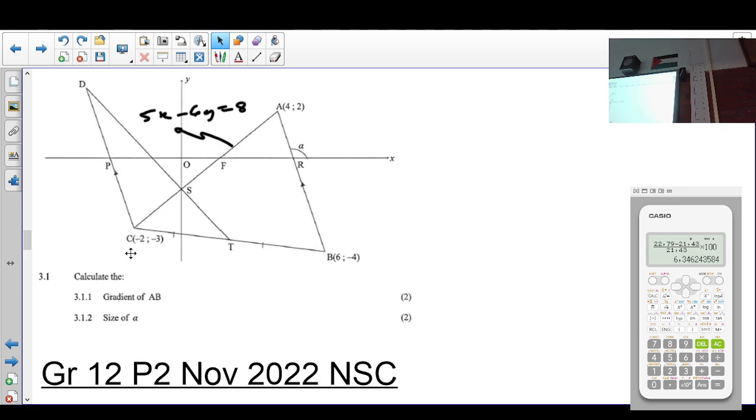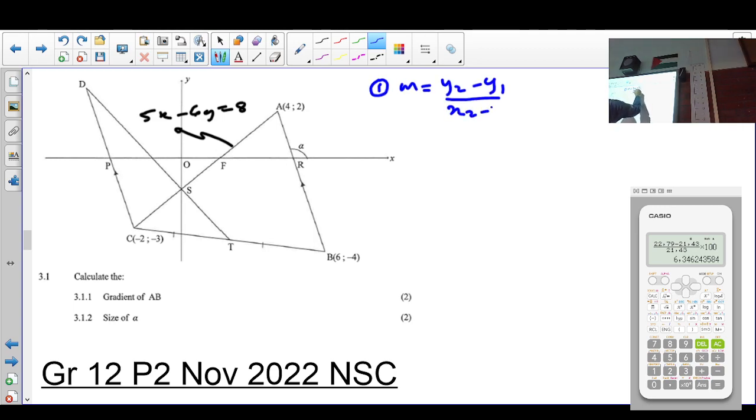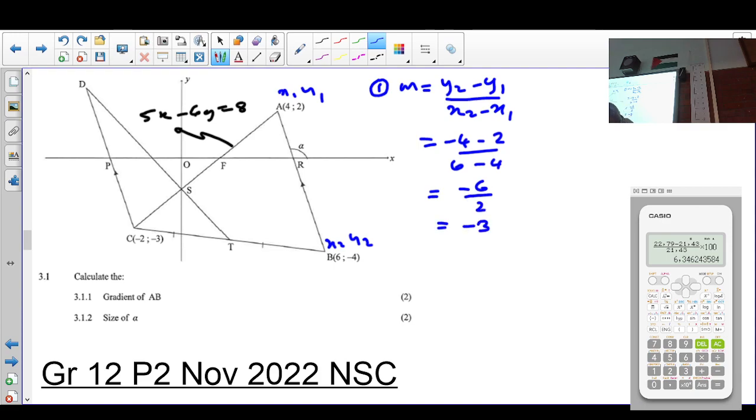Alright. First question. Calculate the gradient of AB. That is simple. The gradient of AB is the change in y over the change in x, so y2 minus y1 over x2 minus x1. If you make this x1, that will be y1, x2, y2. So that's going to be negative 4 minus 2 over 6 minus 4. So it's negative 6 over 2, which is negative 3. So the gradient there is negative 3. All okay with that?